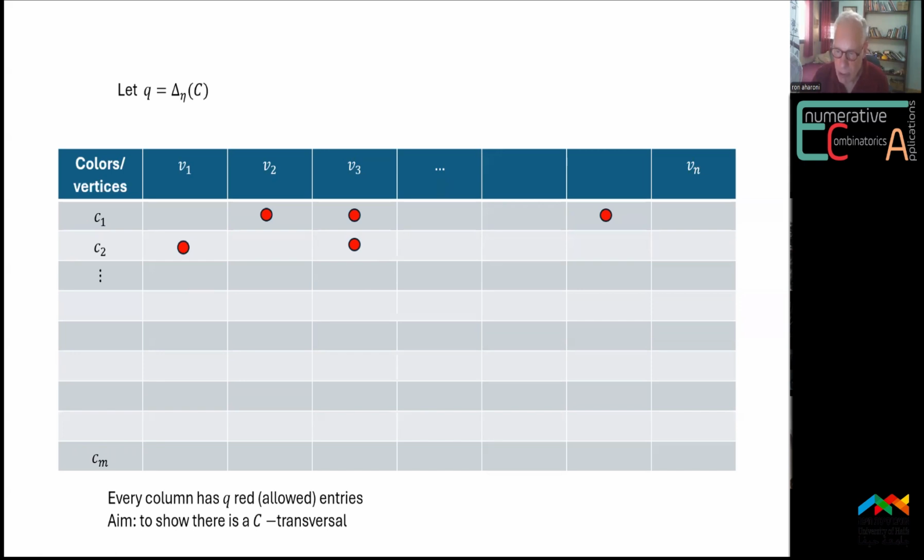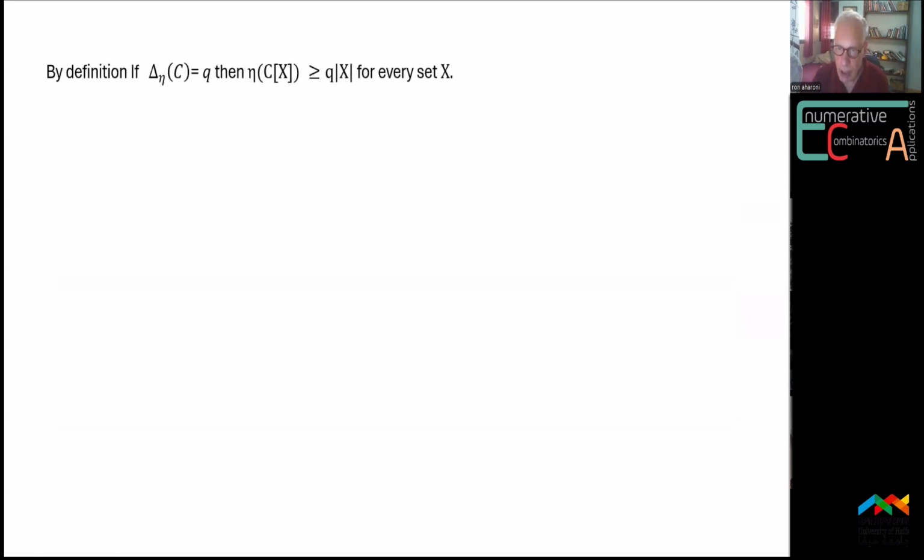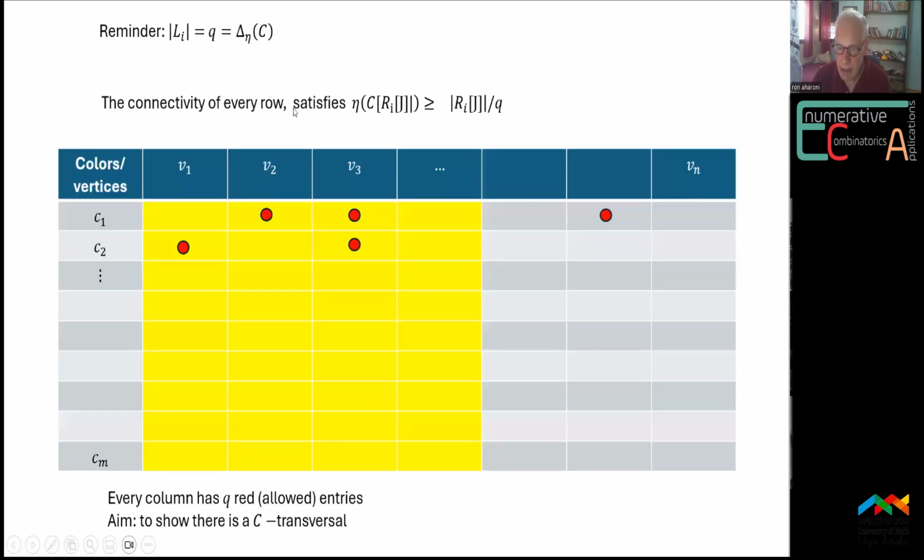So what I want to do, okay, first of all, a remark. If delta eta is Q, then for every set X, eta is at least Q times X. That's the definition of Q. It's the maximum of X over eta, that's the definition of delta, the maximum of X divided by eta. So if delta is Q, then eta is at least QX. Okay, that's an observation.